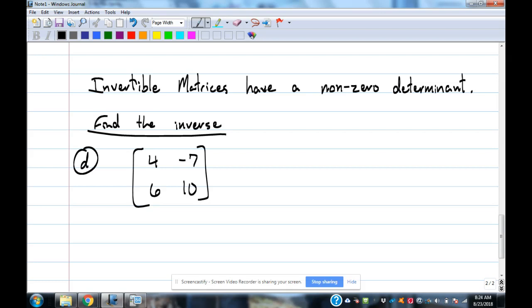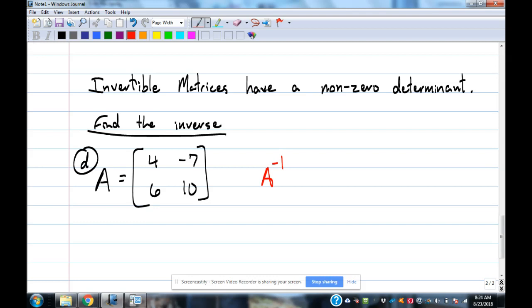Okay, so if we're going to find the inverse, let's just name that A, because we're going to put it in our calculator as A. And the notation for inverse is a little -1 exponent. It's read as A inverse.